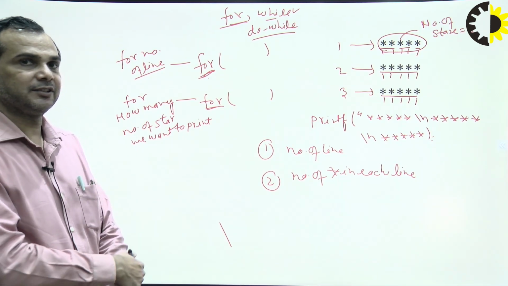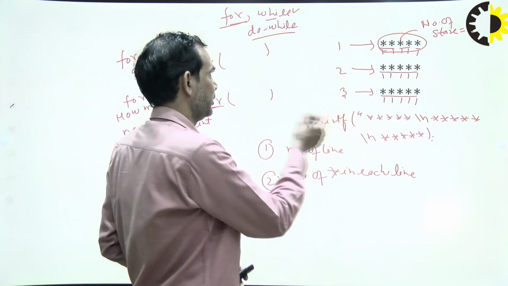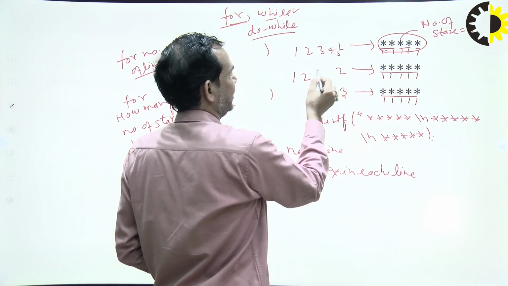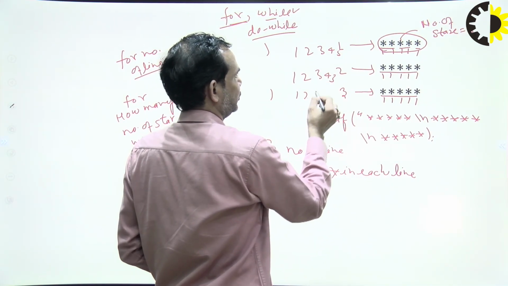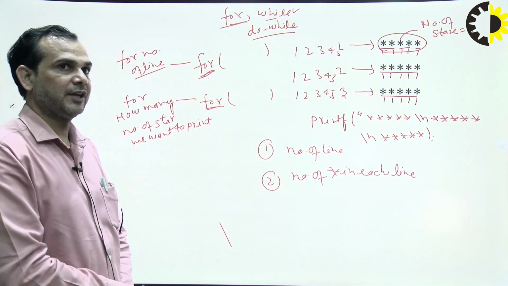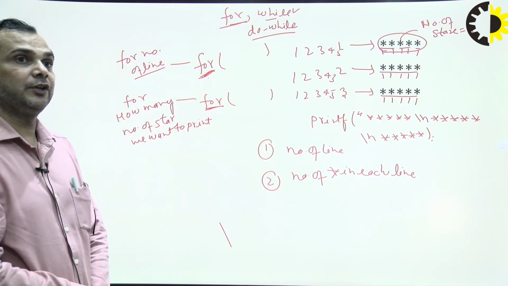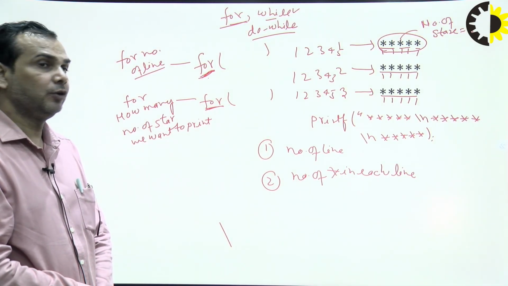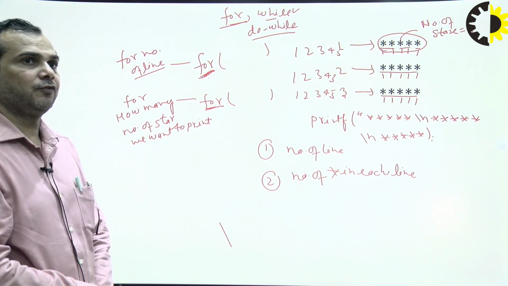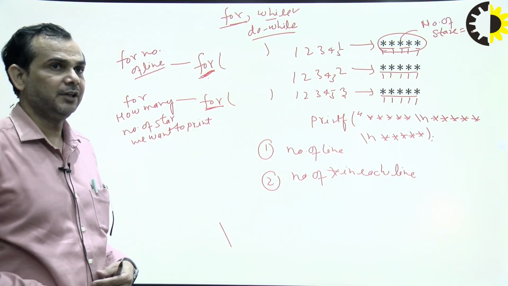In the next session, we will print patterns like this. Suppose we print 1, 2, 3, 4, 5, again 1, 2, 3, 4, 5, and 1, 2, 3, 4, 5. In the next session, we print some patterns using the for loop. Again, why are we using the for loop? Because we know the number of iterations beforehand. In the next session, we will discuss patterns in the loop. Thank you.